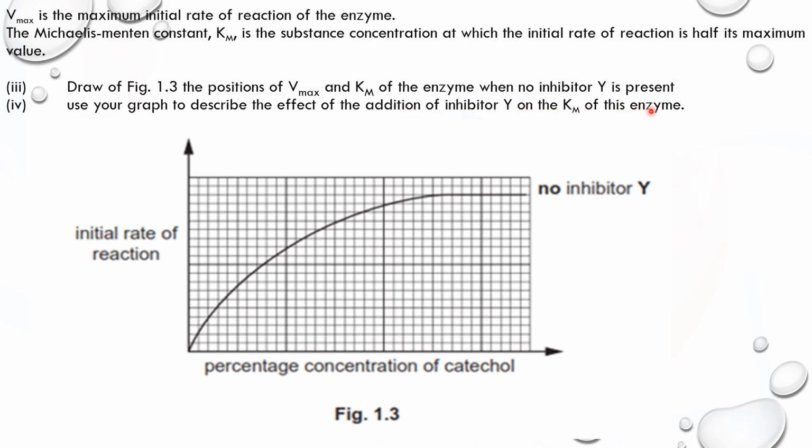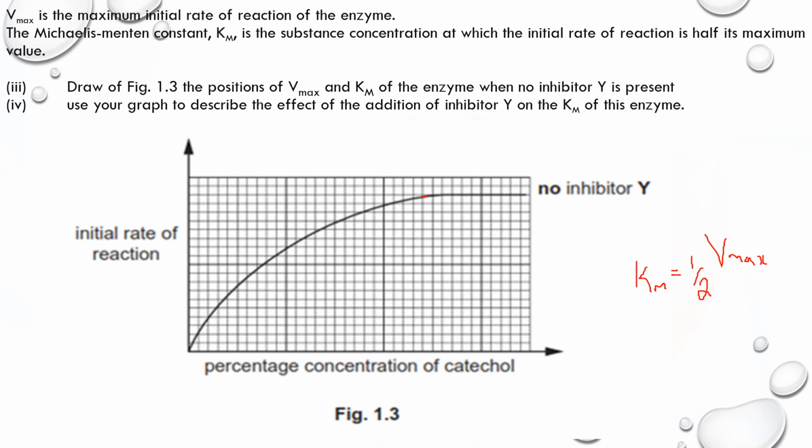To get the Km, remember that Km is the substrate concentration at half Vmax. So first of all, you have to determine your Vmax, and then work out half of the Vmax. The substrate concentration at half Vmax is your Km. So this is our Km.